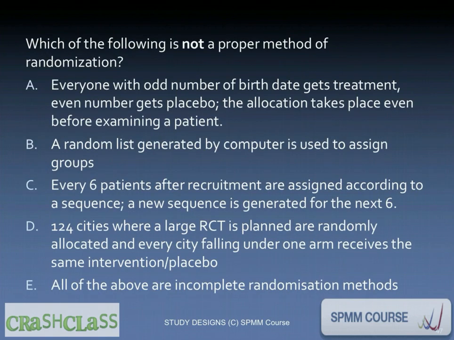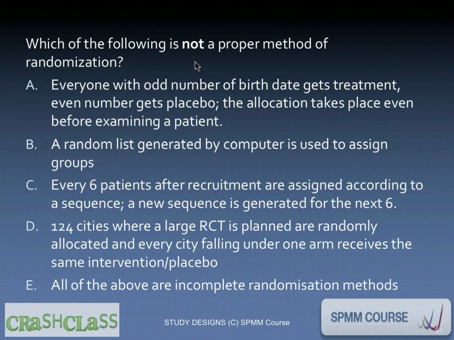Next question, which of the following is not a proper method of randomization? Everyone with odd number of date of birth gets treatment, even number gets placebo. The allocation takes place even before examining a patient. A random list generated by computer is used to assign groups. Every 6 patients after recruitment are assigned according to a sequence. A new sequence is generated for the next 6. 124 cities where a large RCT is planned are randomly allocated, and every city falling under one arm receives the same intervention or placebo. All of the above are incomplete randomization methods.